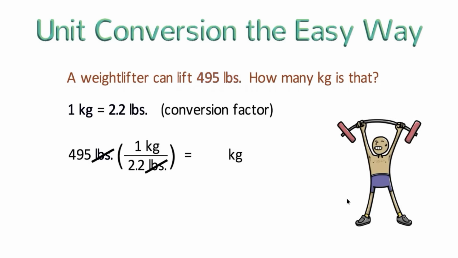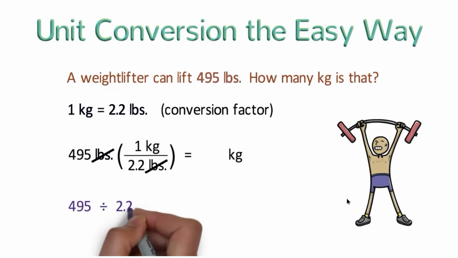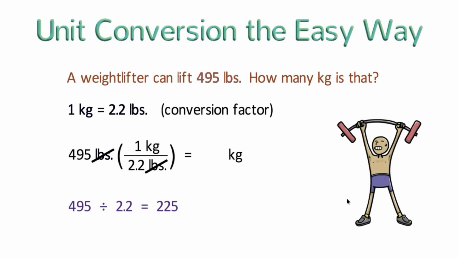But maybe you don't have one of those fancy calculators that can do fractions, or maybe like me, you just want to find a shortcut. Because the number on the top of the fraction is 1, this becomes a simple division problem. In your calculator, type 495 divided by 2.2, and your calculator should tell you the answer is 225. Our final answer, therefore, is 225 kilograms.